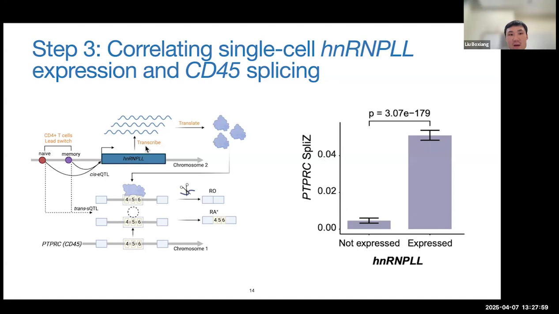So we found, by previous literature, that HNRNPLL expresses a protein that could bind to CD45 exons 4, 5, and 6. And we can validate this effect using our single cell data set, because we can stratify the cells by whether they express HNRNPLL. If they're not expressing HNRNPLL, then the PTPRC splice isoforms will be much longer, whereas if they express this gene, then the PTPRC isoform will be much shorter.